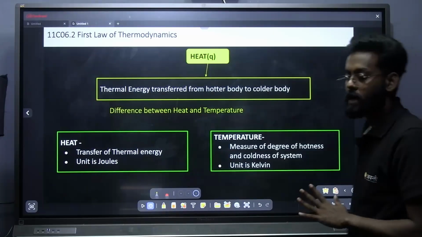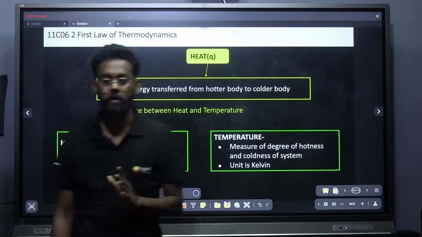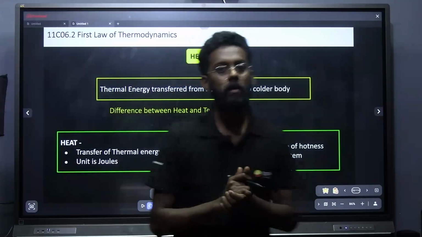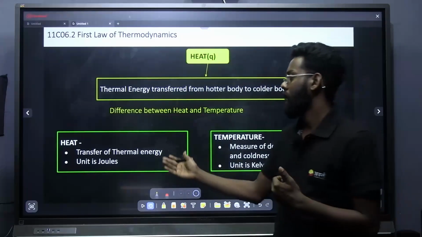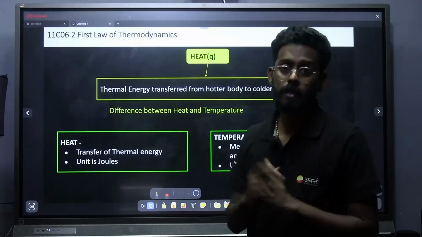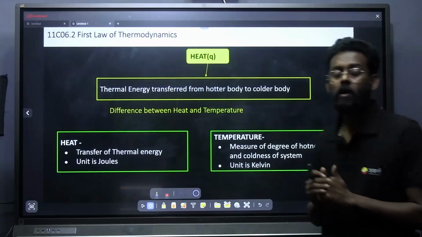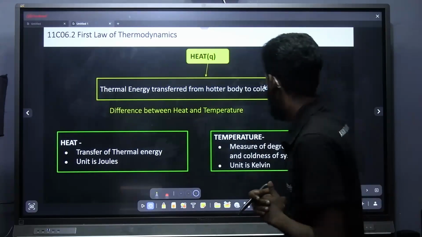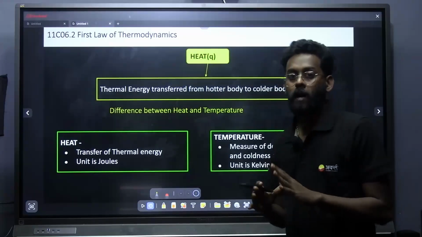First, heat and temperature. I hope everyone knows the difference between heat and temperature. Both are not the same. Heat is a transfer of thermal energy and its unit is joule. It's an energy. Heat is a form of transfer of energy. What about temperature? Temperature measures the degree of hotness and coldness present in a system, and its unit is Kelvin. This is the difference between temperature and heat.